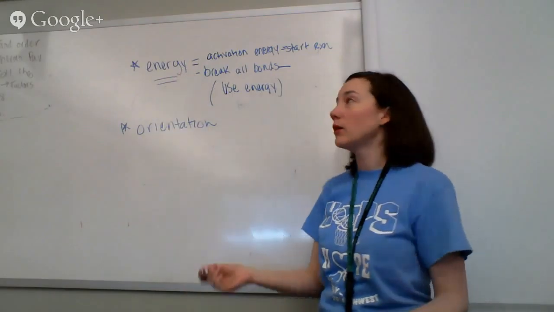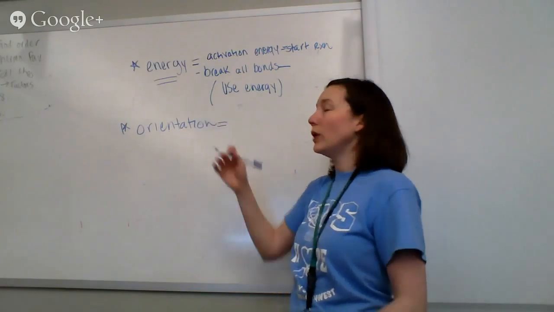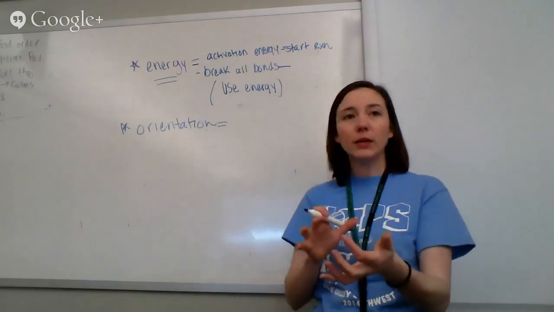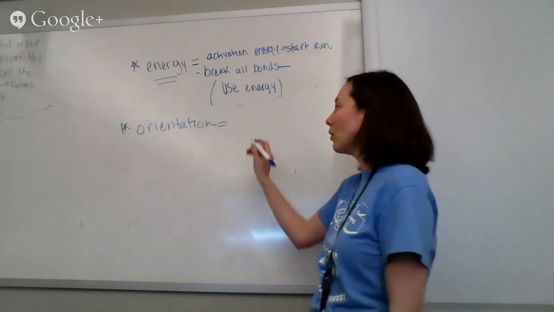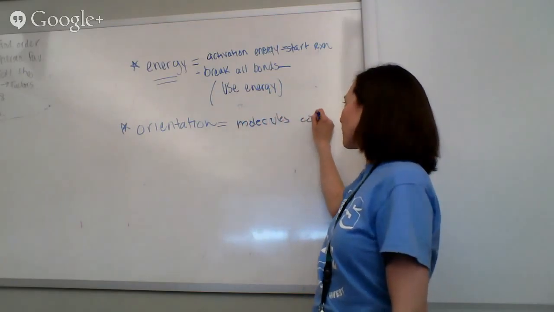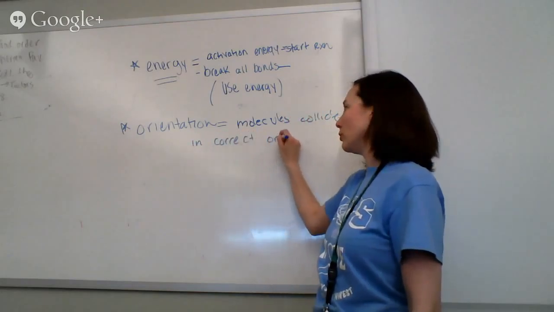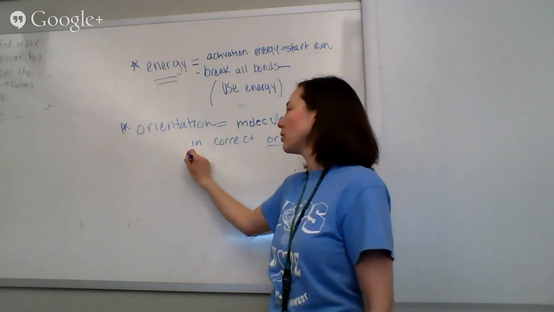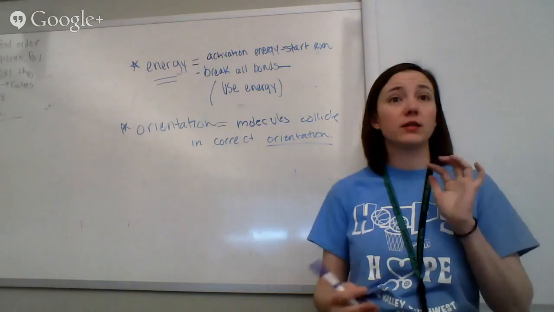That's only half the battle, because it's not enough just to have the energy. You also have to have the orientation. So when molecules collide, they actually collide in the correct angle and placement so that they're able to interact. And when those bonds break, they can be reformed appropriately. So here, I'm going to say molecules. Orientation is the best word to use for that. Correct orientation.